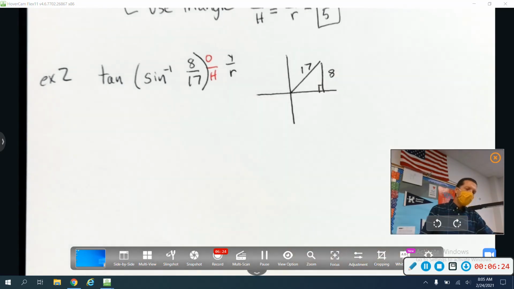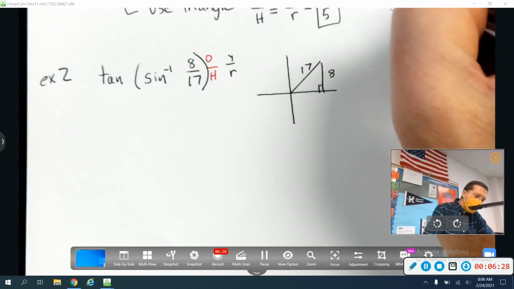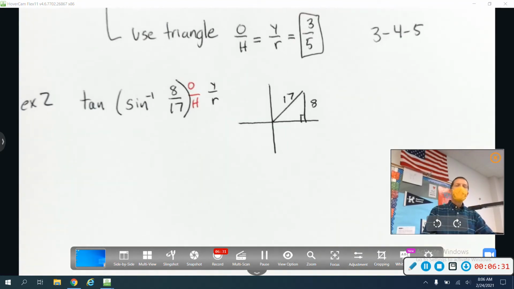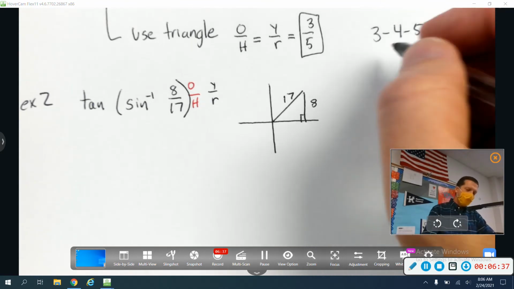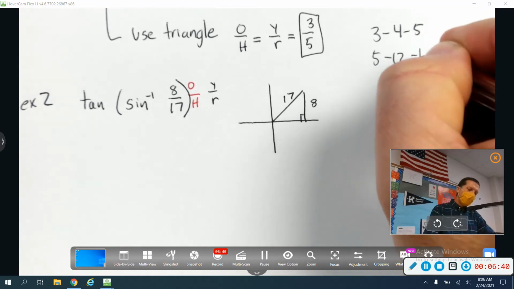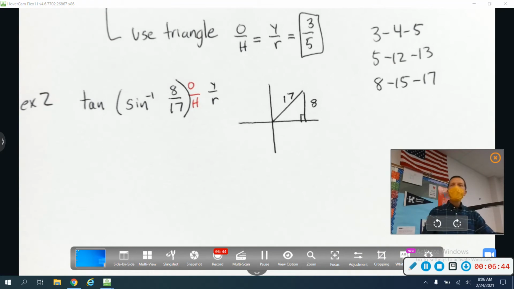That's another Pythagorean triple. Maybe out to the side we should remind ourselves of what some of these are. 3, 4, 5. Remember what the next one is? No, we don't ever use those. 5, 12, 13. And 8, 15, 17. If you remember those, it makes life a lot easier because most of these questions work out to be nice triangles. Not all of them, but most of them do.